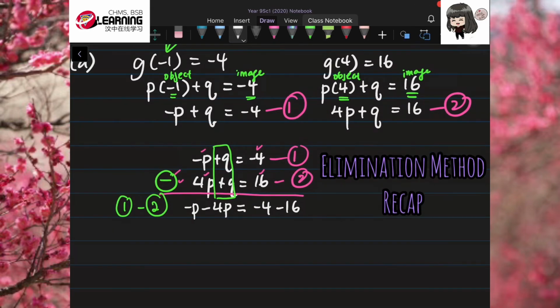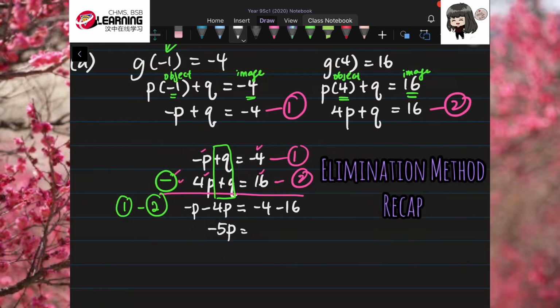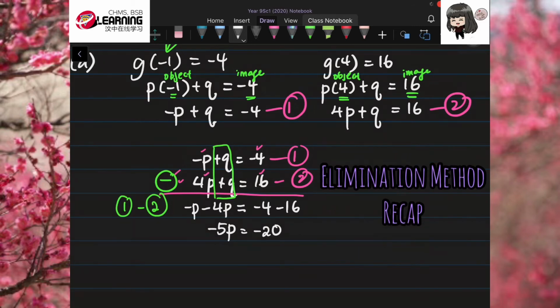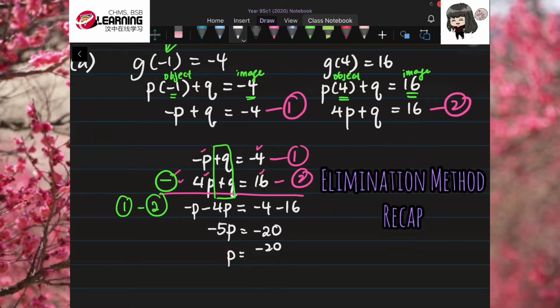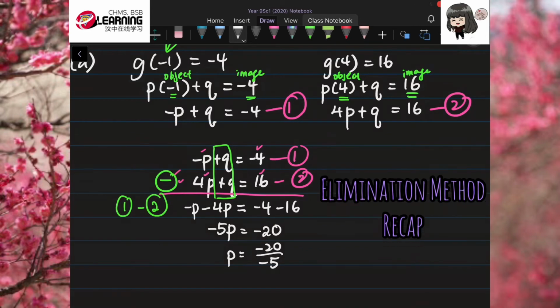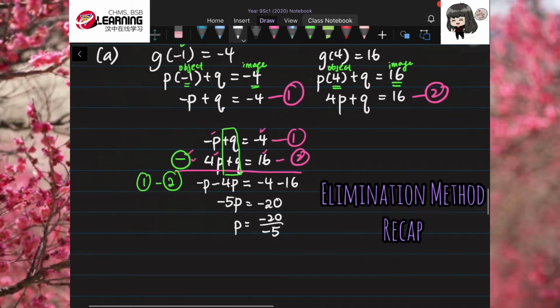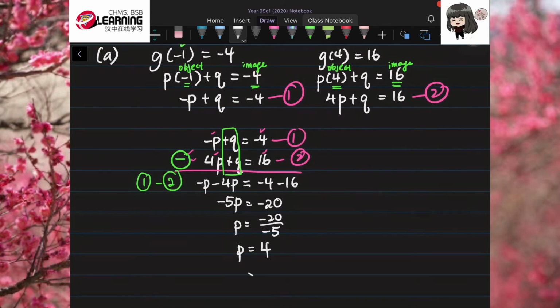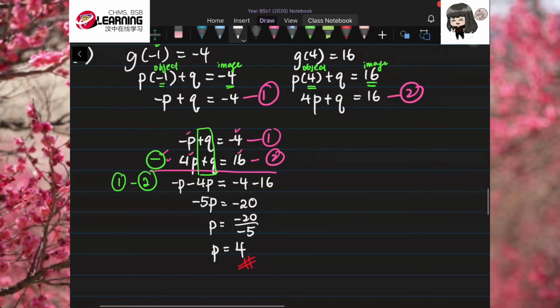So from here we can find our p. -p minus 4p is -5p, equals -4 minus 16, which is -20. And our p is -20 divided by -5. We move it to the right side, it becomes divide. So p is equal to 4. Okay, we found our first unknown, p is 4.